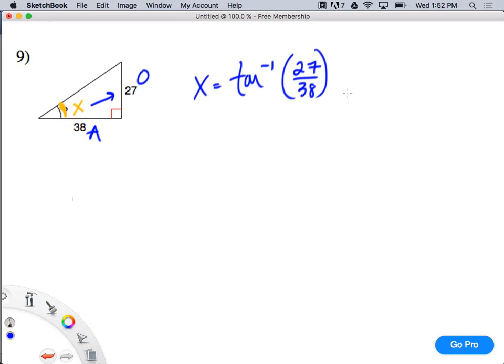And then all I do is plug that into my calculator. Inverse tangent of 27 over 38 is 35.395 degrees. Is that clear? You have to put the degrees.